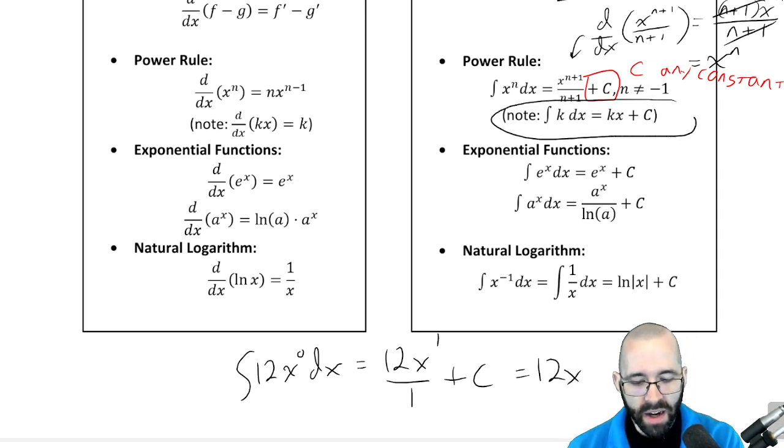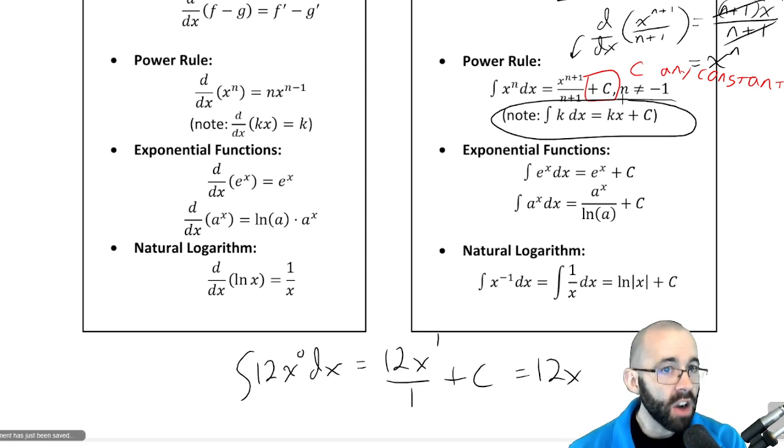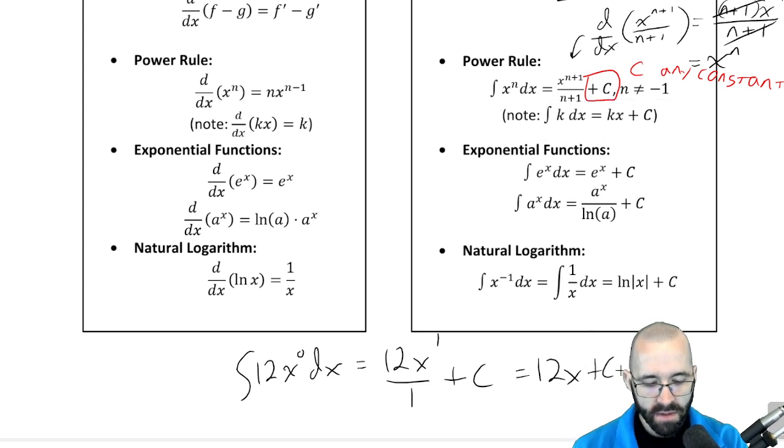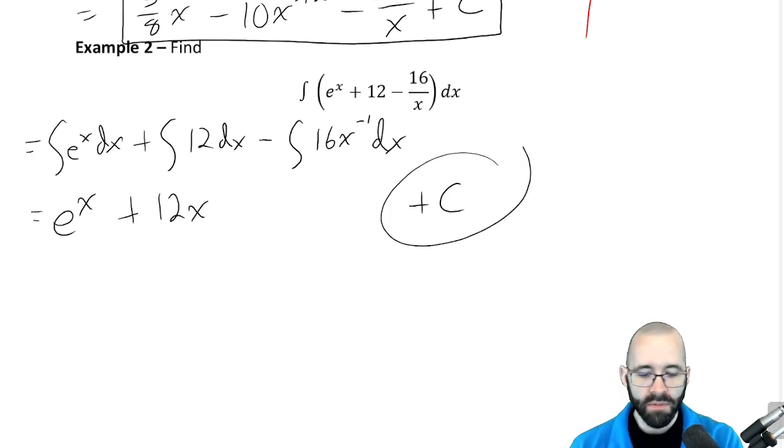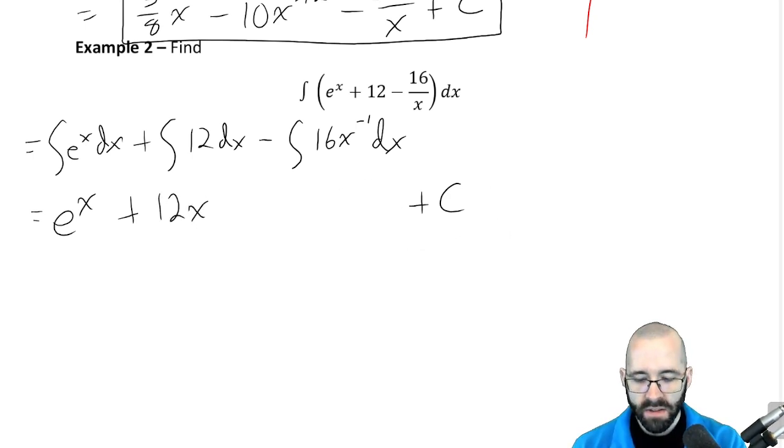That's this property right here. The antiderivative of a constant is that constant times x, plus c, of course. So that's exactly what we have here. This is 12x. Again, we already added our constant.